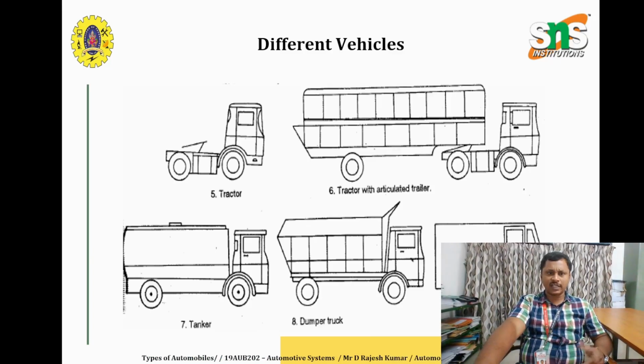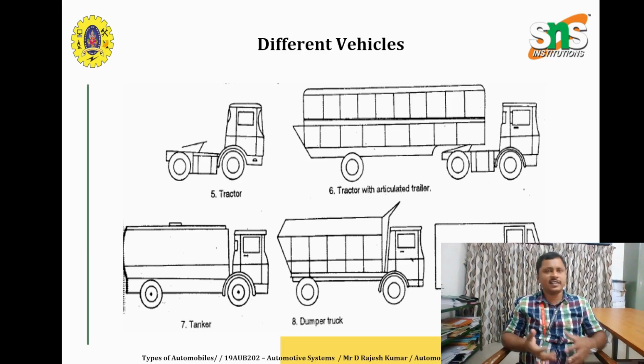The next is about the tractor. Many people used to call a tractor that is not in this shape. That is serial number 5. Actually, a tractor is an automobile which is used to pull heavy loads. Anything which is pulling heavy loads is called a tractor. So this is the tractor.